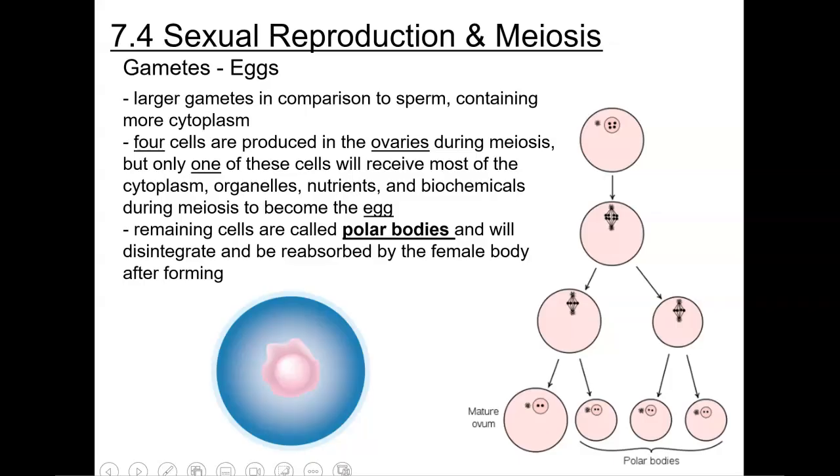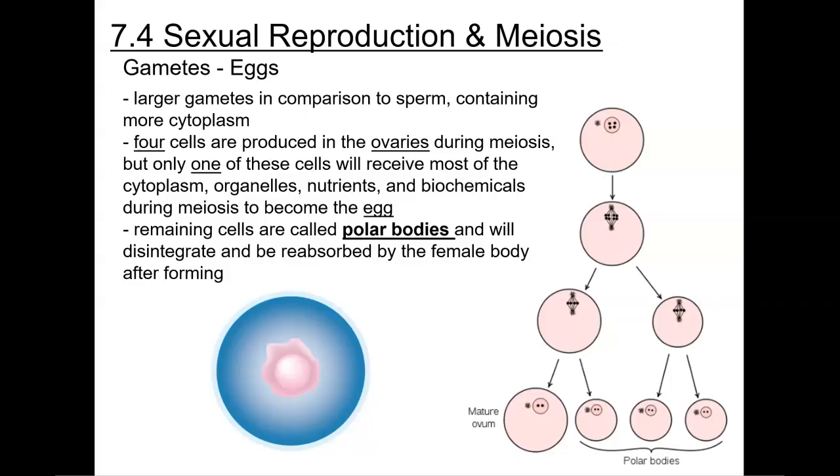Now with the egg, it's going to be much larger in comparison to the sperm. It contains a lot more cytoplasm. 4 cells are going to be produced in the ovaries during meiosis, but only one of those cells is actually going to reach maturation. So most of that cytoplasm, as it's dividing from 1 cell to 2 and then 2 to 4, gets pushed into one main cell, and that cell's going to end up becoming the egg.